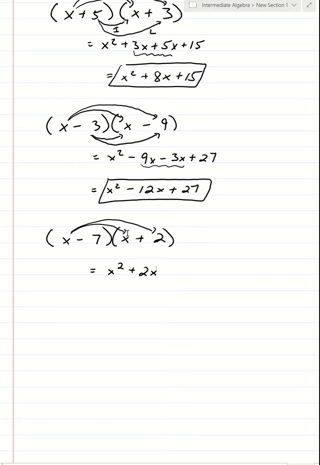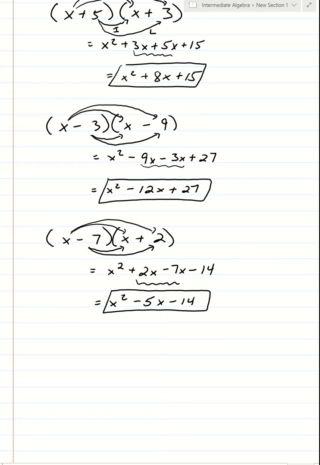Next, I have to multiply the negative 7 times the x. That would give you a negative 7x. And then negative 7 times the 2 would give you, of course, a negative 14. Combining like terms, right here in the middle, once again now we would have x squared. 2 minus 7 would give you a negative 5x minus 14. And that would be your simplified expression.